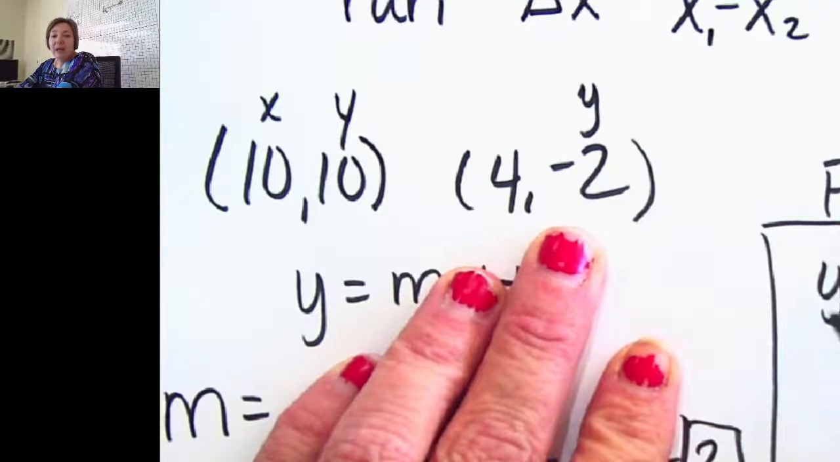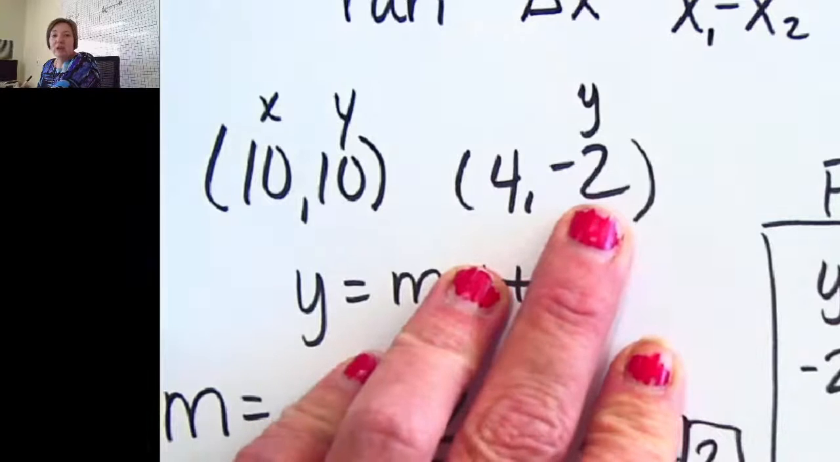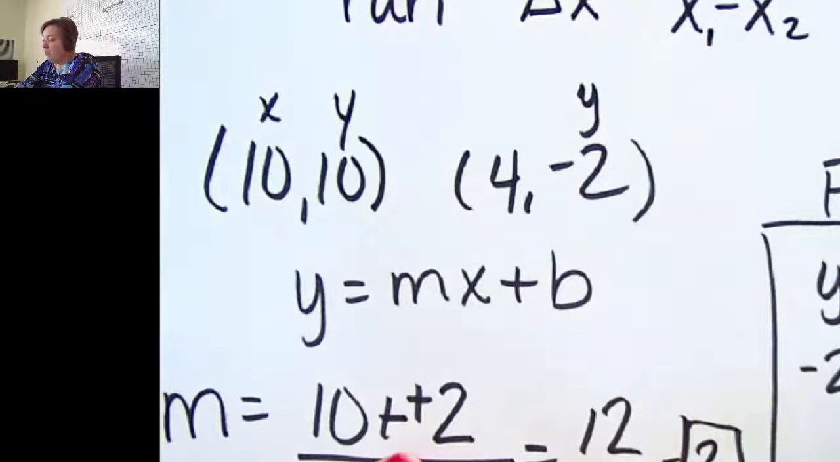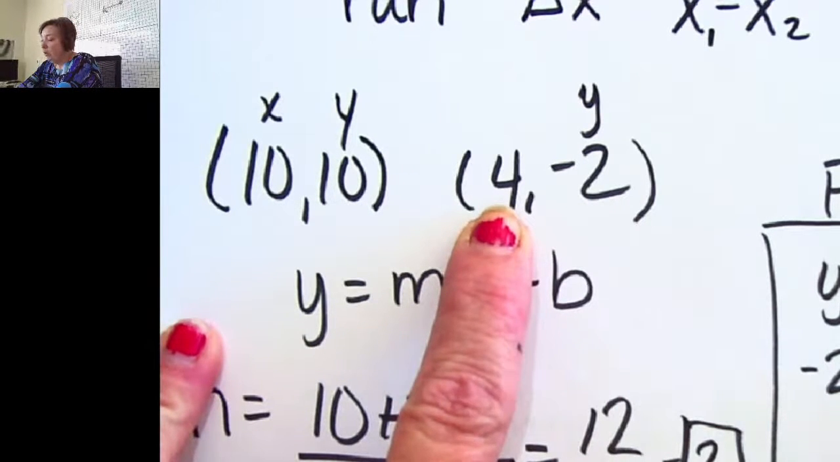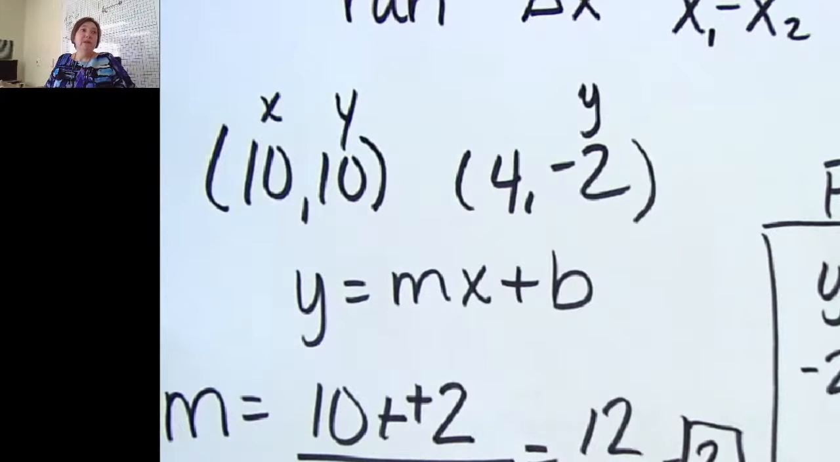So where y is, again, we're going to put -2 because the y value is -2. And then where m is, we're going to put +2 because that was what we just found out. And then that x value is 4, right? And then b is what we don't know. That's what we're looking to find.